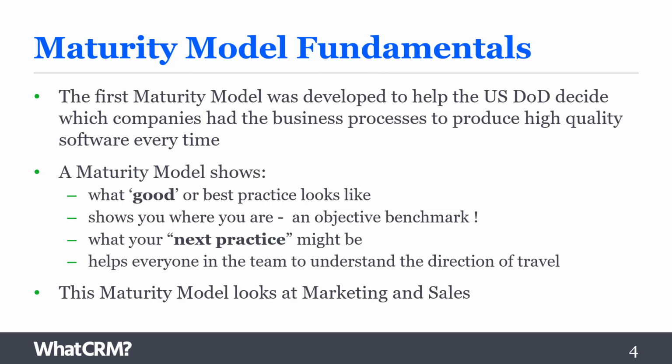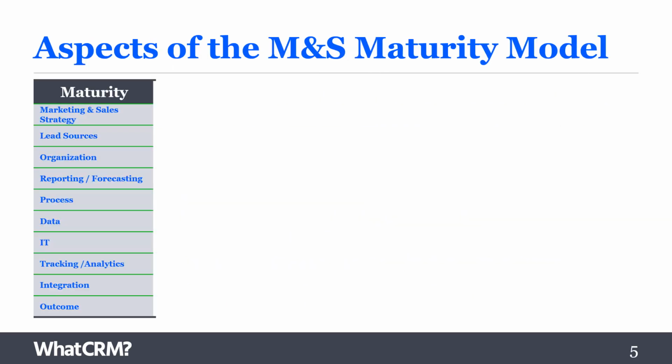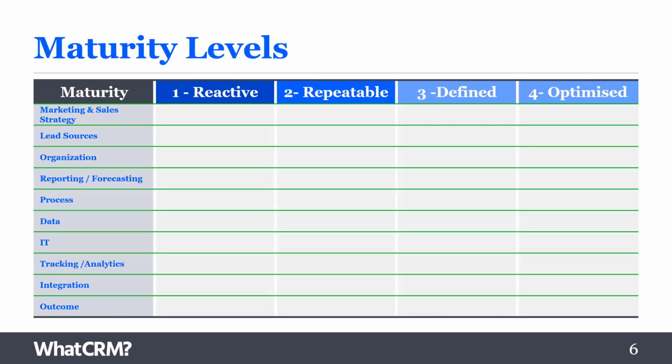Our maturity model looks at marketing and sales. So here are the aspects of marketing and sales, or a business, that we look at. You can read faster than I can talk, so I'll let you do that. And here are the levels: reactive, repeatable, defined, and optimized. Reactive, you can imagine, is probably quite a small, immature startup company. Optimized is super capital, lots of money, very well organized, quite a mature organization, rubbed all the corners off and looking good.